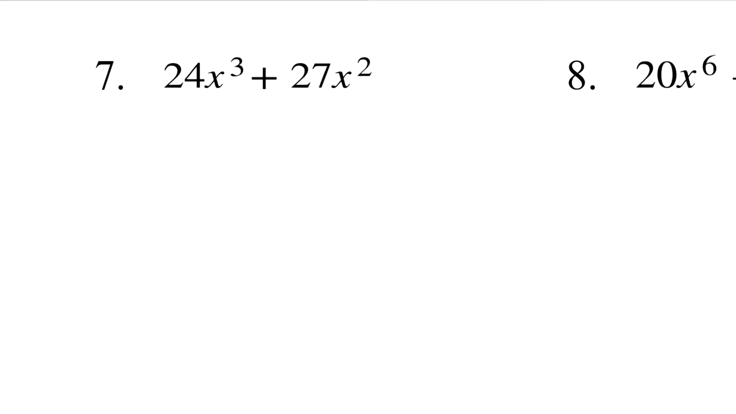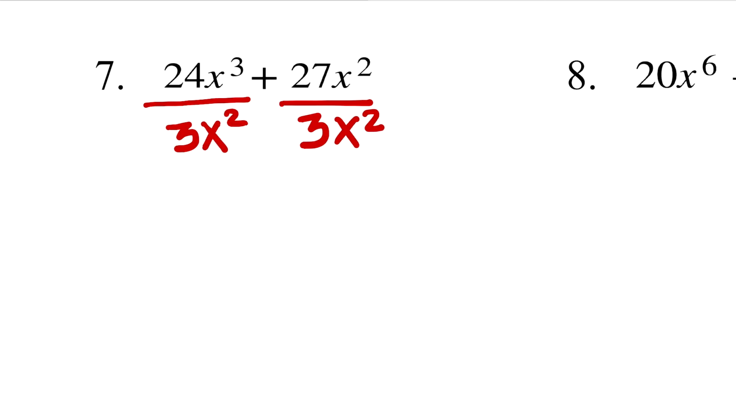This is a 2-term problem, so the only thing we can do is ask, what do these 2 terms have in common? What goes into 24 and 27, basically? A 3 goes into 24, and a 3 also goes into 27, so they have a 3 in common. This one has 3 x's, this one has 2 x's, so technically they both have 2 x's in common. So that is the greatest common factor.